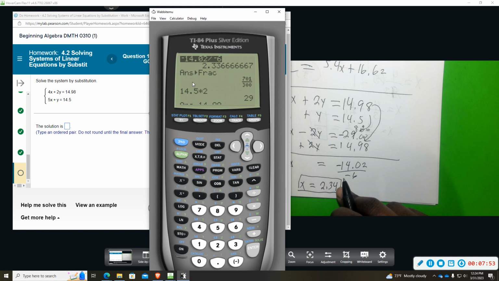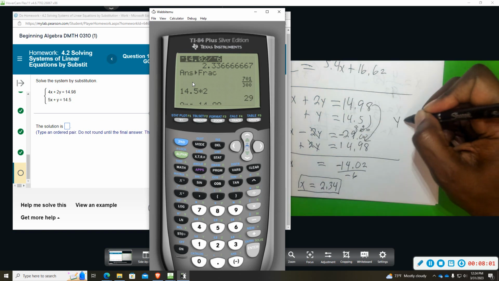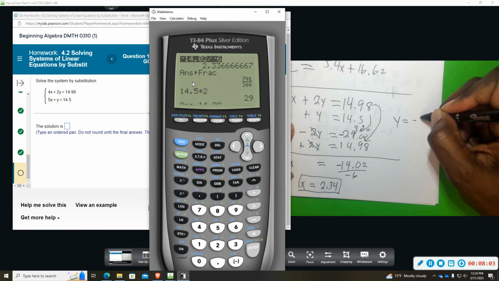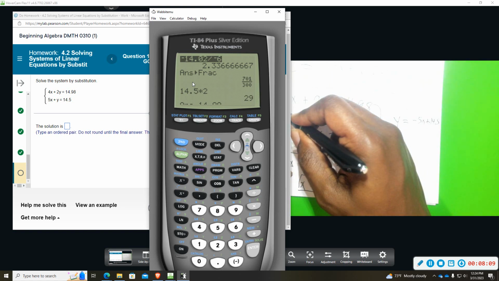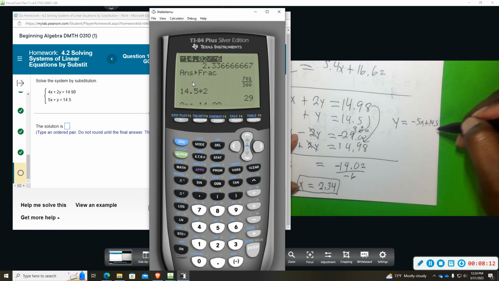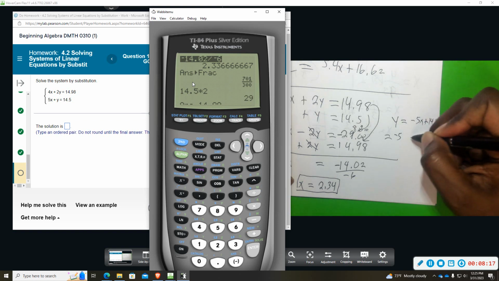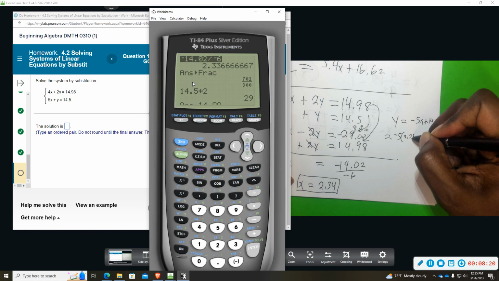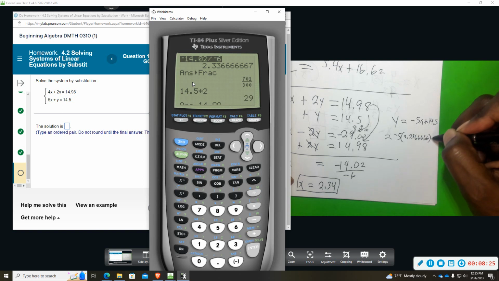However, when I plug it in to solve, I'm going to use this second equation. I'm going to go ahead and solve for y, and then I'm going to plug in the whole thing. So if I solve for y, I will get y equals negative 5x plus 14.5. I just subtracted and moved the 5x over. So this is what I get. I'm going to plug in to my calculator negative 5, and I'm going to plug in 2.33, and I'm going to do a bunch of 6s, like maybe 5 6s, and then I'm going to do plus 14.5. That'll get me close enough to the right answer, not having to round.